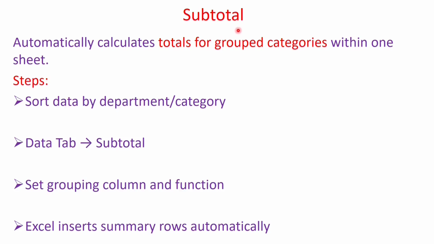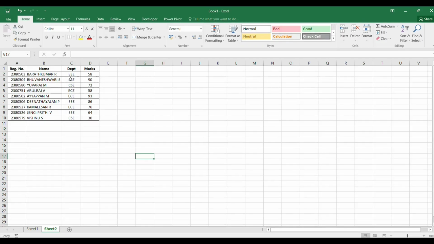Next, let us see the subtotal feature. Subtotal is used when we want Excel to automatically calculate totals for grouped data within the same worksheet. For example, suppose we have a student mark list with different department columns such as ECE, EEE, CSE, and each department has multiple students with marks.